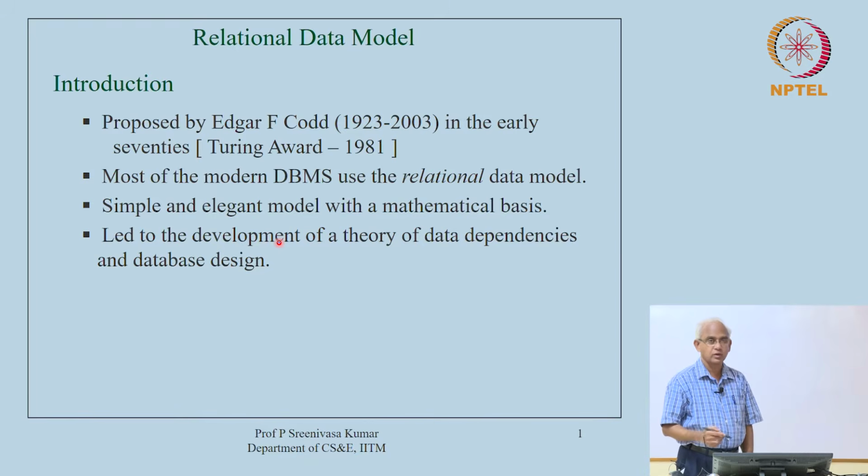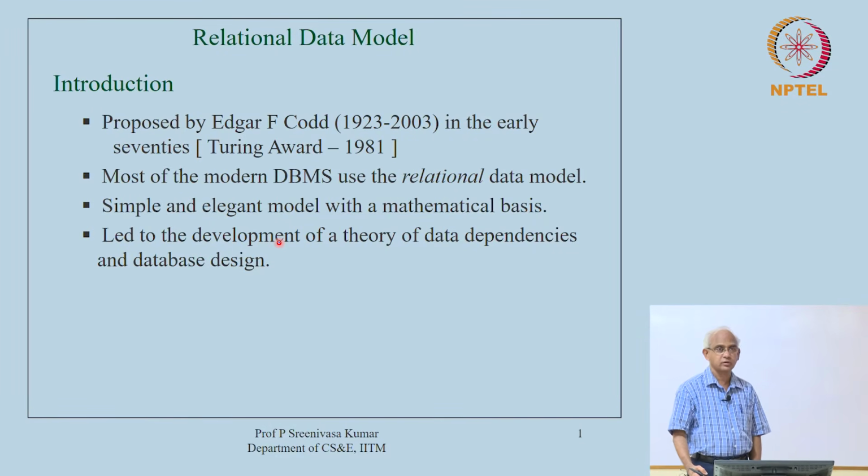And Codd got the Turing Award in 1981, much after it was proposed in the early 70s, but almost a decade later he got the Turing Award, which is one of the highest, it is the highest award in computer science.